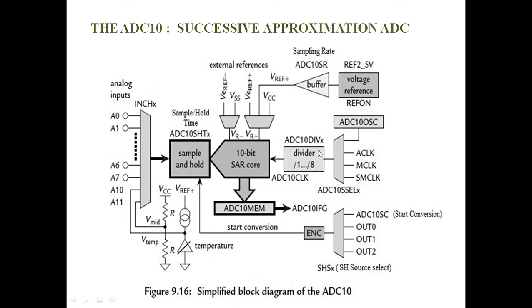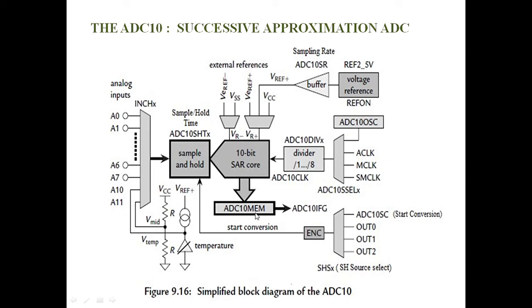That means we can select the desired clock frequency by dividing with a divisor, that may be 1 to 8, and generate the desired clock frequency. So based on this programmable clock frequency, which generates the exact digital value for the corresponding input signal, that is going to the ADC 10 memory.